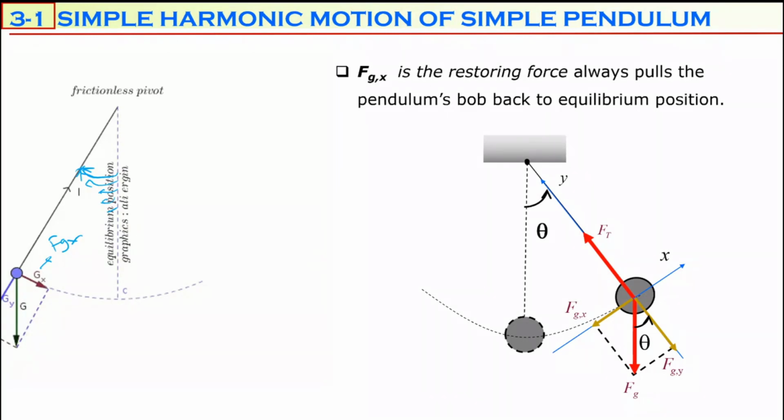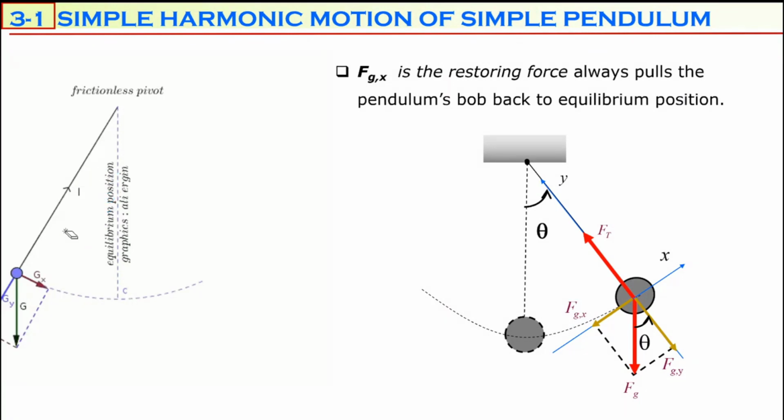One property, it must be in the opposite direction. Yes, it is. When the displacement is clockwise, as you see, Fgx is pulling counterclockwise. Second one is its magnitude must be proportional. Yes, it's proportional. Now observe it.